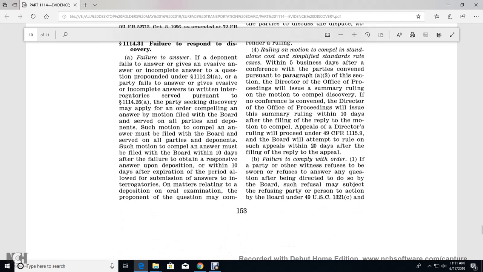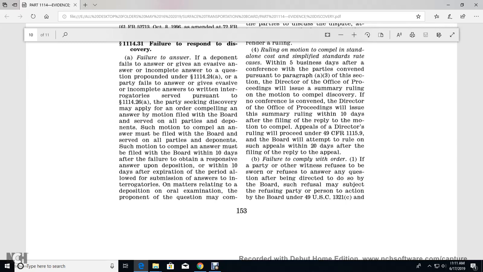The director of the Office of Proceedings will issue a ruling on the motion to compel within 5 business days after the conference of the parties, consistent with paragraph A3 of the section on the discovery director officer. If there is no conference, the director of the Office of Proceedings will issue the summary ruling on the motion to compel discovery within 10 days after the filing of the reply to the motion to compel.